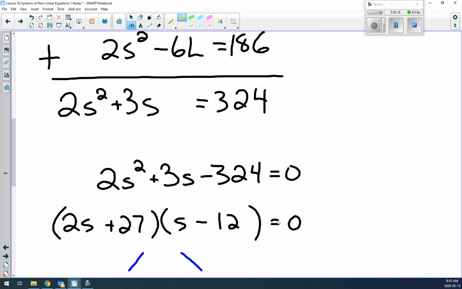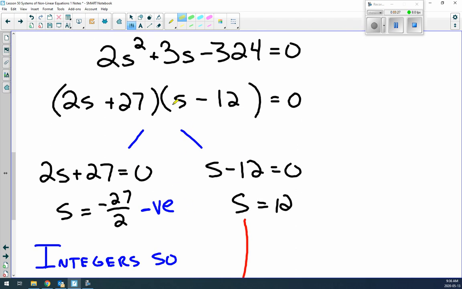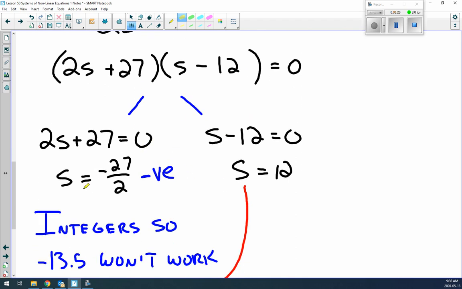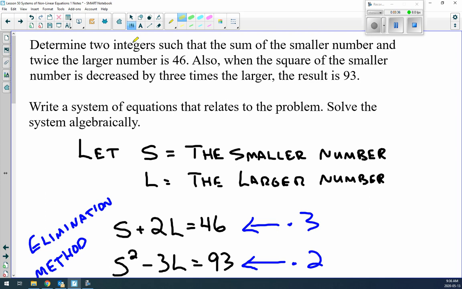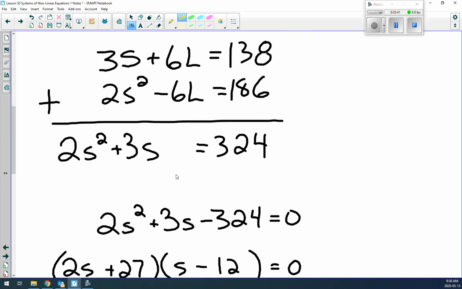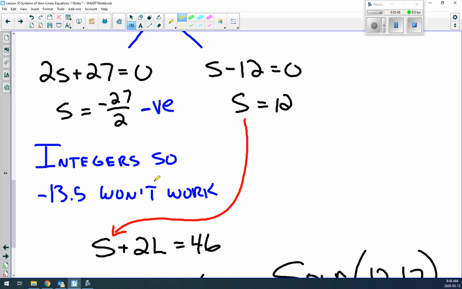Can we factor this? If it doesn't factor, you're going to have to use the quadratic formula, but this one factors. So (2s + 27)(s - 12) = 0. We set each factor equal to 0 and split them up. So s = -27/2, and s = 12. Now go look back at the original question. It says determine two integers. Integers are either positive or negative whole numbers. So -13.5 is not an answer. That's an extraneous root.